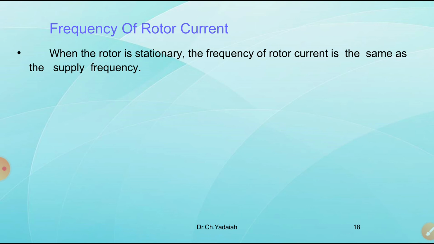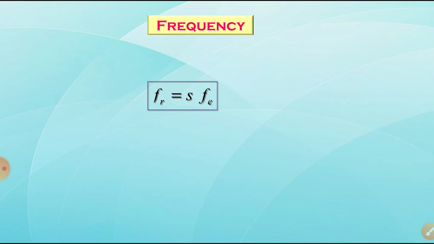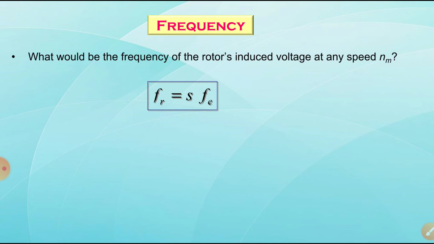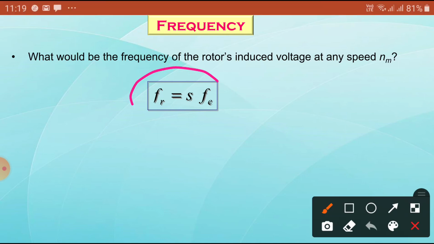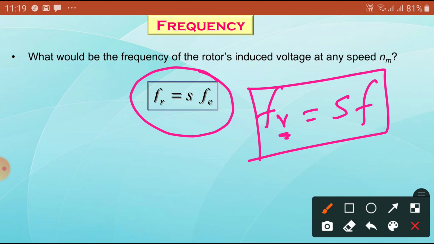When the rotor is stationary, the frequency of the rotor current is the same as the supply frequency. But when the rotor starts revolving, the frequency depends upon the relative speed, or slip speed. Now we can see the formula. Fr, the rotor frequency under running condition, is equal to the slip at that condition times the supply frequency. So we are going to calculate that.